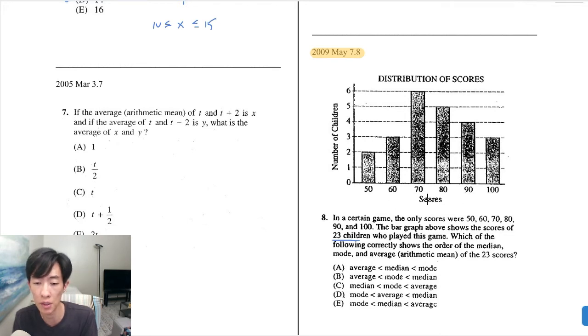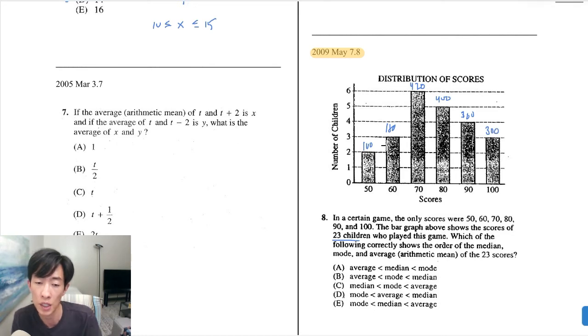So let's first do the average. Now notice we've got only a possibility of 6 scores, but we do know the number of people who scored them. So I'm going to very quickly in my head: 2 people scored 50, so the total in this category is going to be 100. 3 people scored 60, so that's 3 times 60 is 180. 6 people scored 70, so 6 times 70 is going to be 420. 5 people scored 80, so that's 400. 4 people scored 90, that's 360. And 3 people scored 100, that's 300.